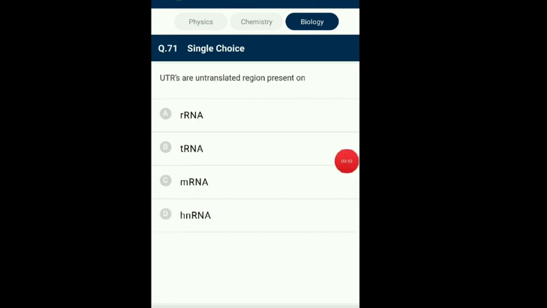Question 71. UTR are untranslated regions present on. A translation unit in mRNA consists of some additional sequences that are not translated and are referred to as untranslated regions. The UTRs are present at both 5' end before the start codon and 3' end after stop codons. They are required for an efficient translation process. So the answer is option C, mRNA.